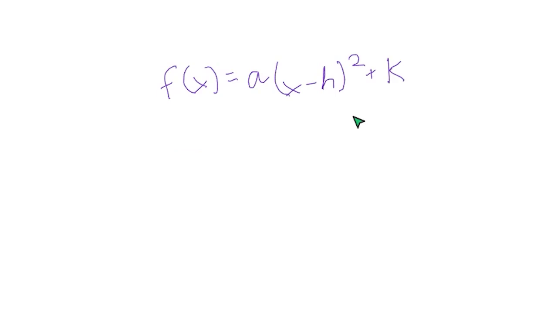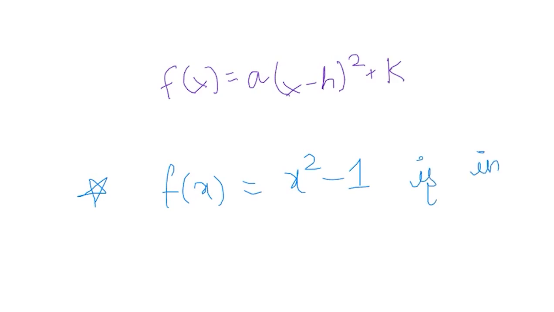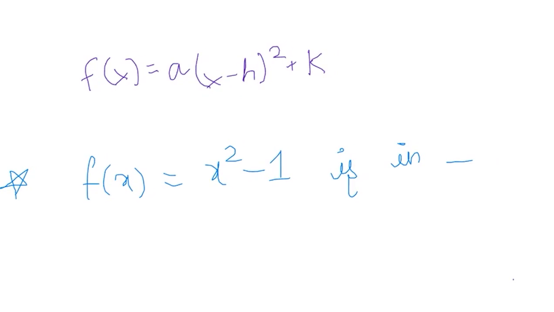Okay. So if I write something like, let's say, f of x is equal to x square minus 1, it is in what form? This is in vertex form. Okay. But is it in standard form also? Yes, yes. So standard comma vertex.